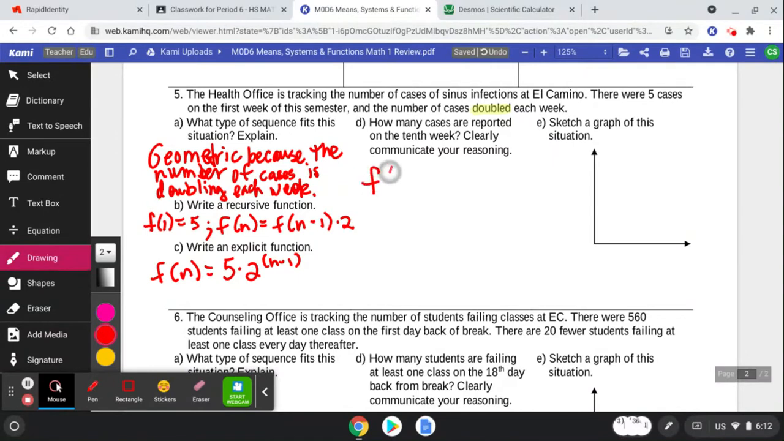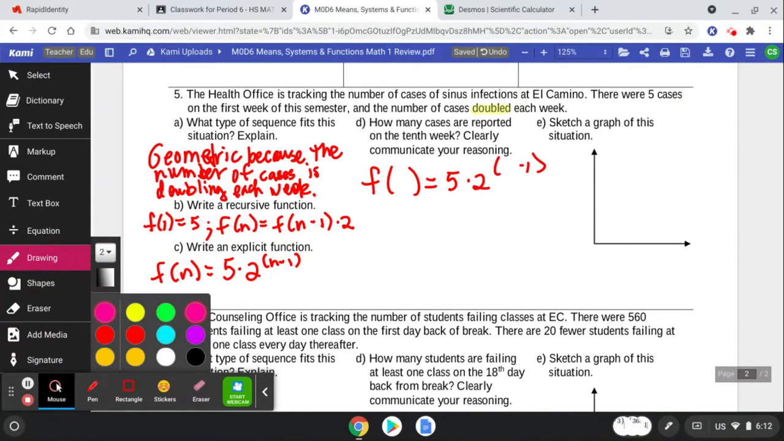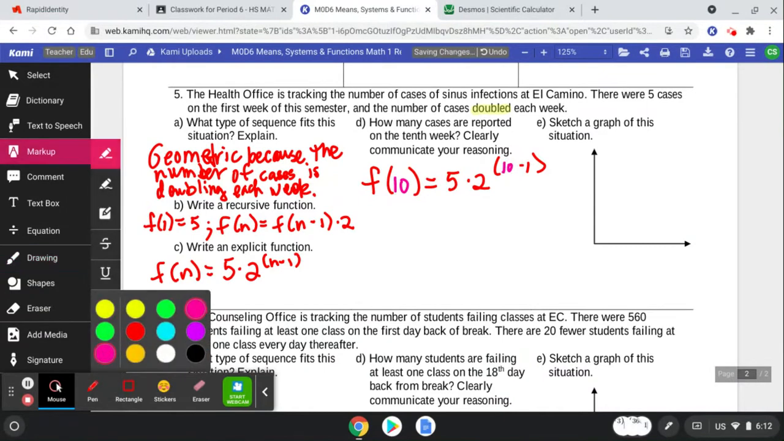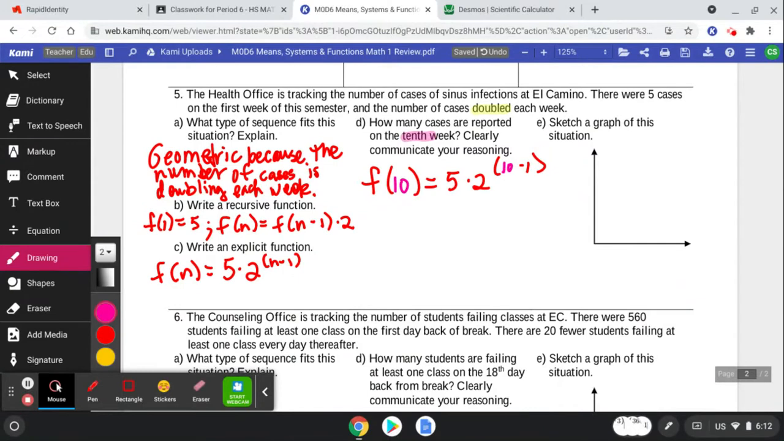So now we're going to actually go do an input of 10. So 10 for the 10th week is what I'm plugging in because it asked us right here for the 10th week. So now you need to go and put that into a Desmos calculator or something. So 5 times 2 to the 9th. Where did the 9th come from? The 10 minus 1 power.